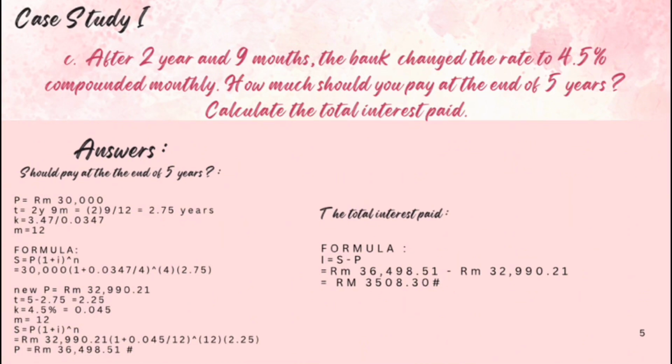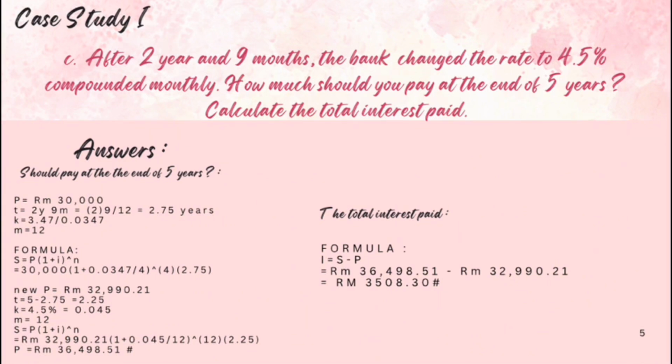First thing first, we calculate for the end of 5 years. P equals RM 30,000, T equals 2 years 9 months, which is 2.75 years, K equals 0.0347, M equals 12. On this question, you use the formula S equals P(1 + i)^n. So, 30,000 times (1 + 0.0347 over 4) to the power of 4 multiplied by 2.75. So we got the new P, which is RM 32,990.21.